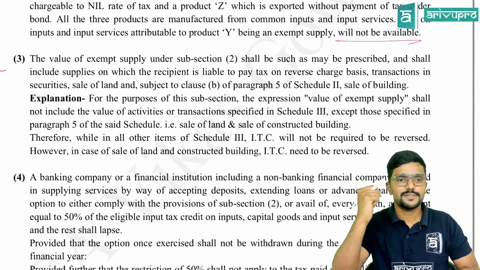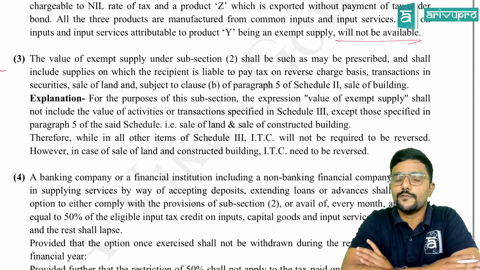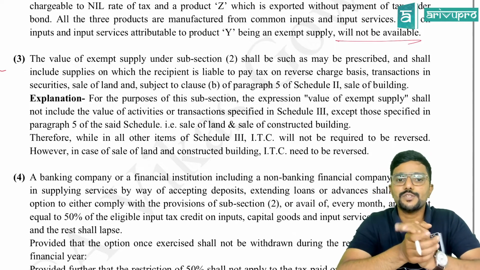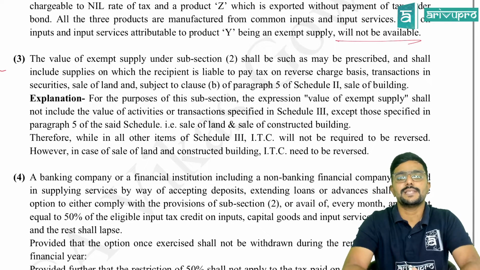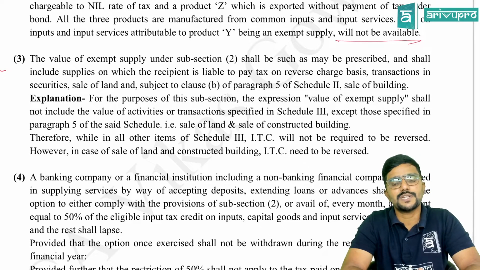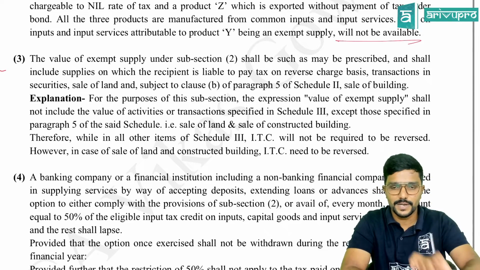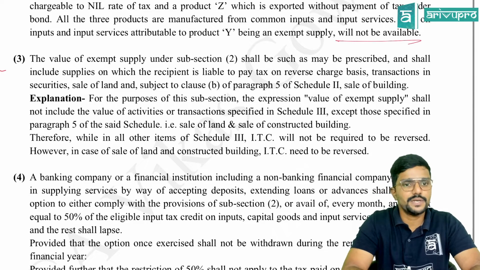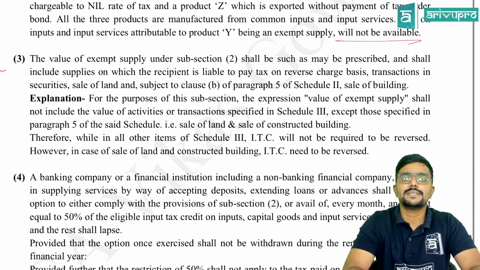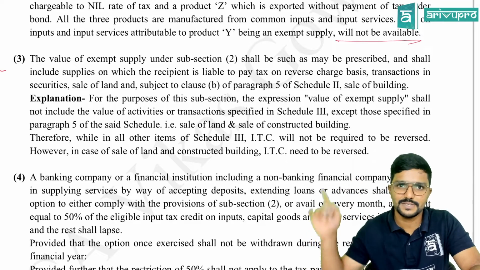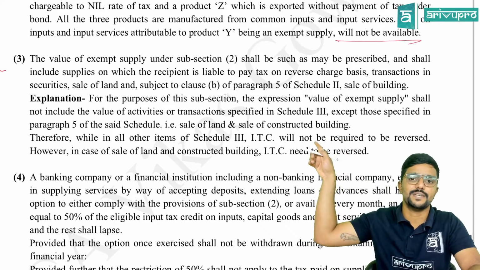Hello, guys, listen here. The value of exempt supply under subsection 2 shall be such as may be prescribed and shall include supplies on which the recipient is liable to pay tax on reverse charge basis. So for the supplier, you need to include it in exempt supply. Transaction in securities, sale of land and, subject to clause B of paragraph 5 of schedule 2, sale of building. In simple, sale of constructed building, because sale of constructed building is covered under negative list.